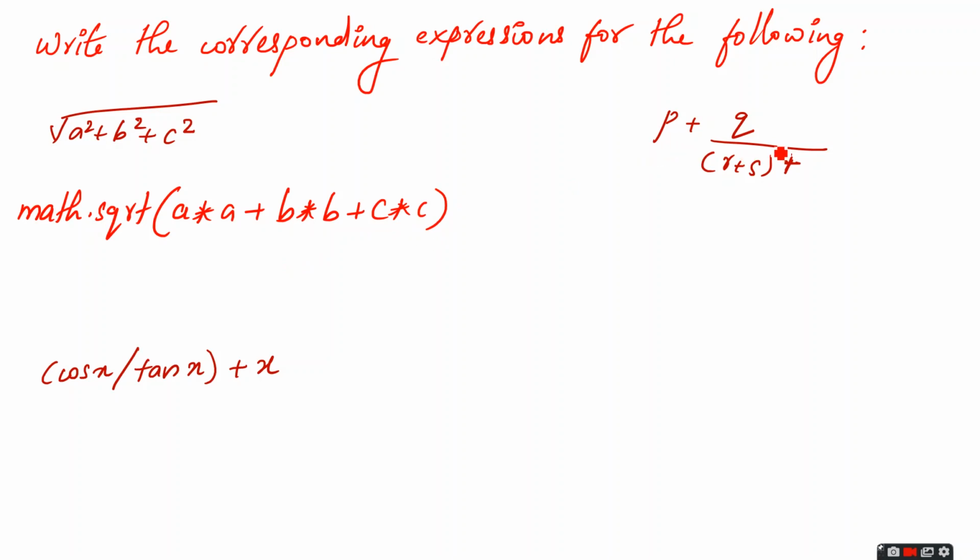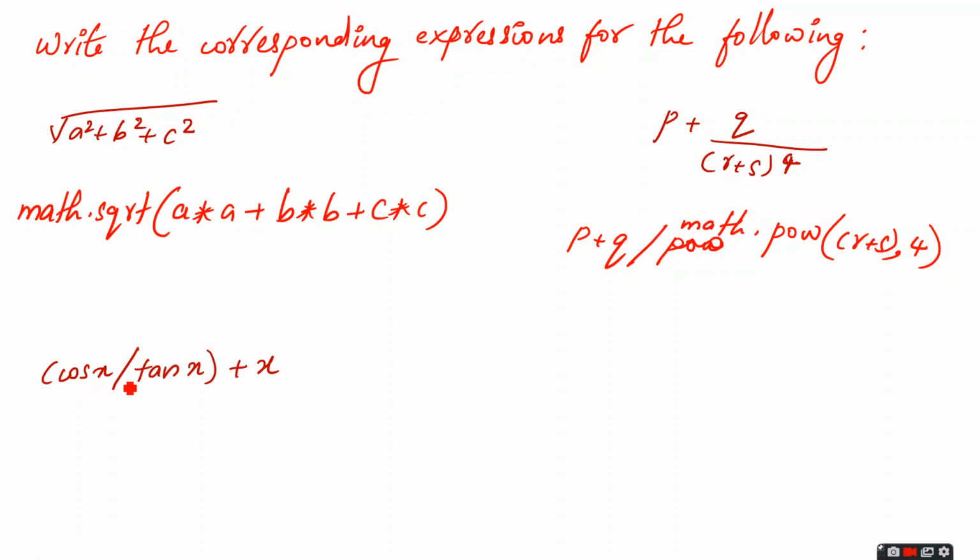Now see here, p plus q divided by r plus s all raised to 4. So we can write like this, p plus q divided by, we can write power because here r plus s is raised to power. So we can use the power function. When we are using the power function, we have to write math.pow. Inside the parenthesis, we have to write r plus s, that is the base, and raised to 4. In this way, we can write the expression for this.